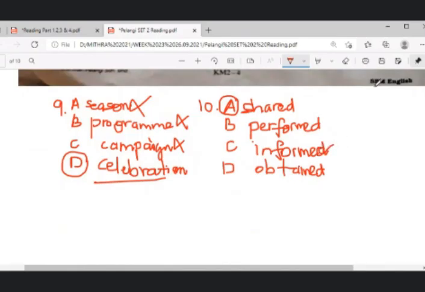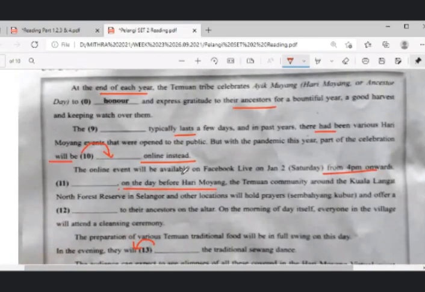Inform is definitely wrong, so this is not accepted. Obtained means we will obtain. In this situation, it is not that we will obtain. It will be shared. Will be shared online instead.